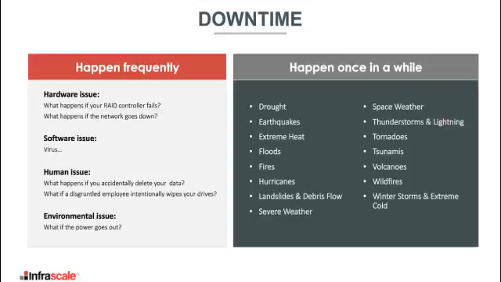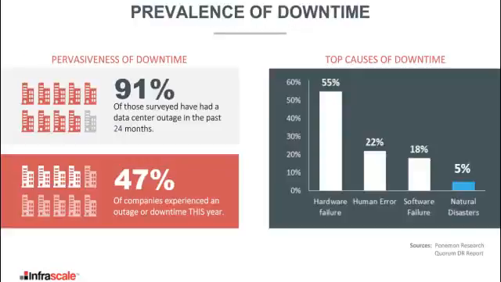Even though sometimes it's only once in a while, in aggregate, it's pretty prevalent, right? You can see some of the stats that we're showing you here. We regularly look at these kinds of research reports just to keep our pulse on what's going on at a broad level. In these most recent ones here, 91% of the people surveyed had a data center outage in the last 2 years. Almost half of them have had an outage or some sort of downtime just this year alone.